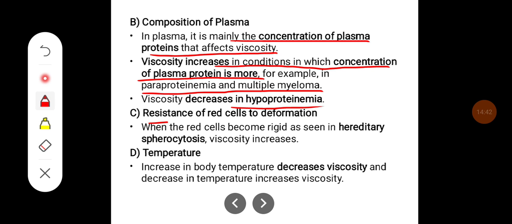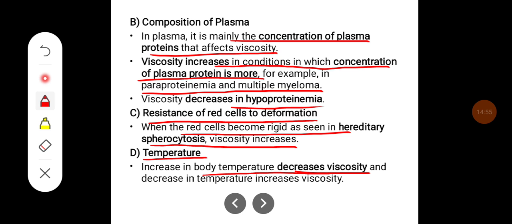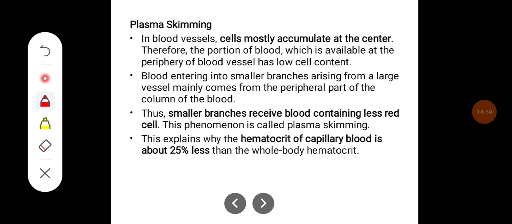Then it depends on the resistance of the red cells to deformation. When the red cells become rigid, as seen in hereditary spherocytosis, viscosity increases. Then temperature: increase in the body temperature decreases the viscosity, and decrease in the temperature increases the viscosity.